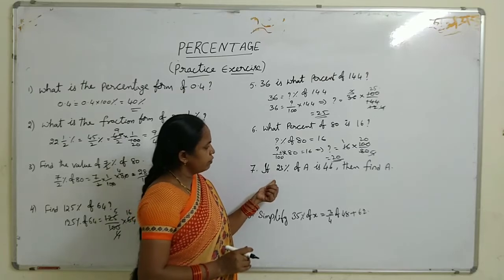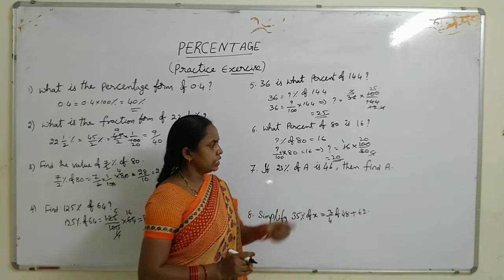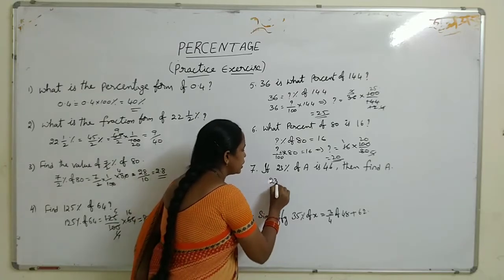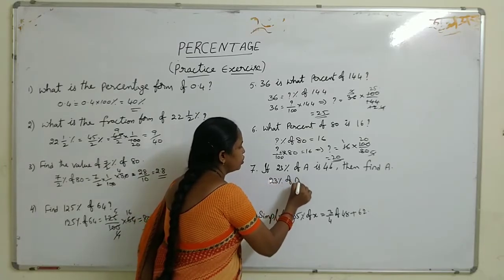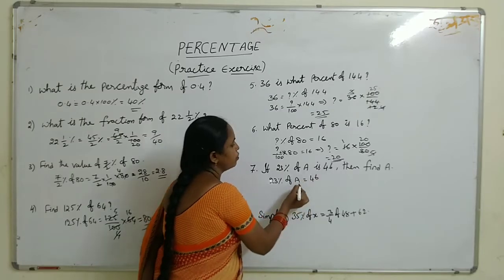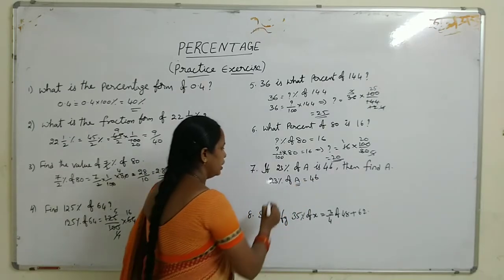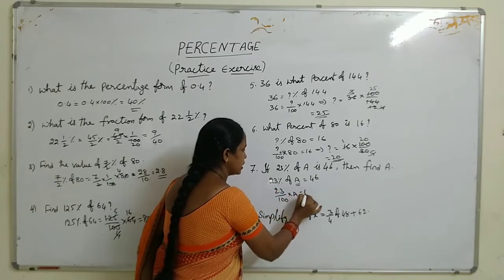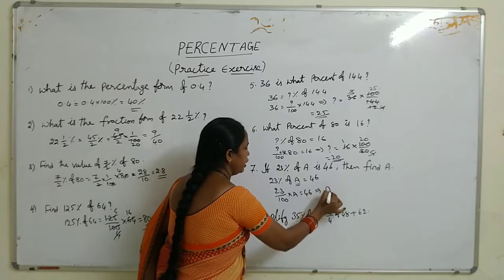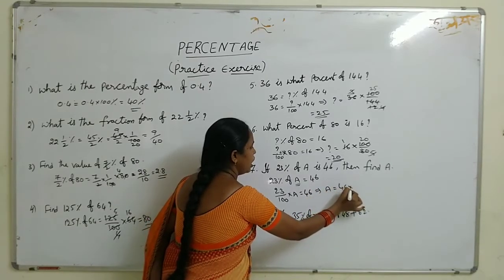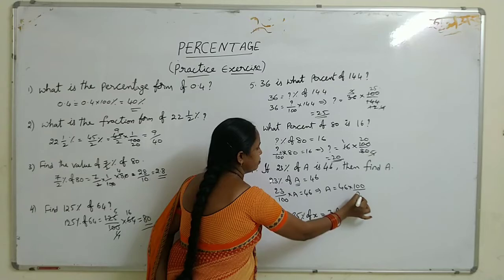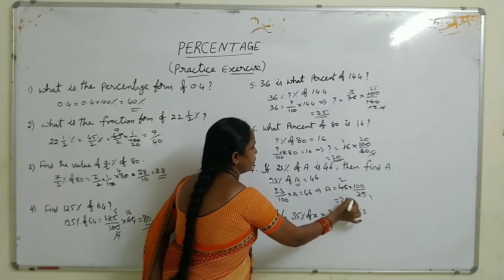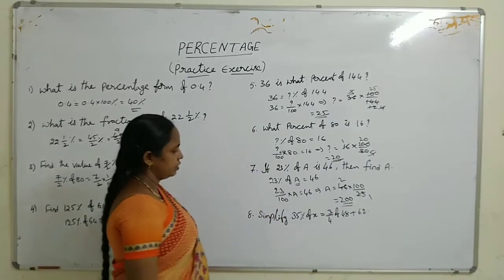Question number 7. If 23% of A is 46, then find the value of A. So 23% of A equals 46. In this question, we have to find the value of A. That is 23 by 100 into A equals 46. Then A equals 46 into 100 by 23. That is 23 ones, 23 twos. So the value of A equals 200.